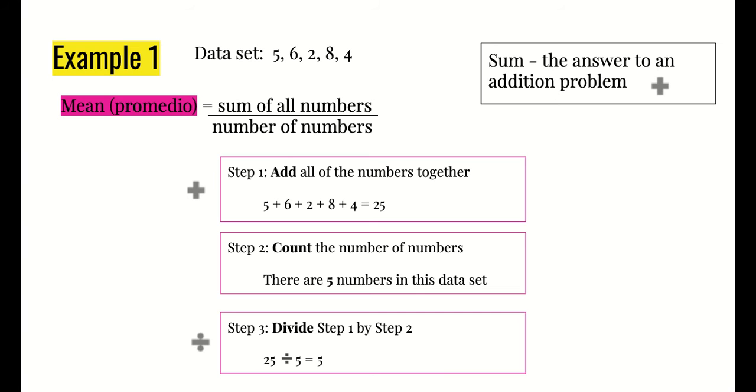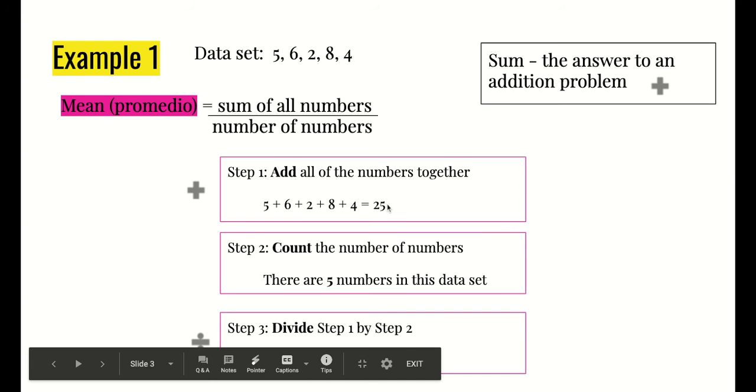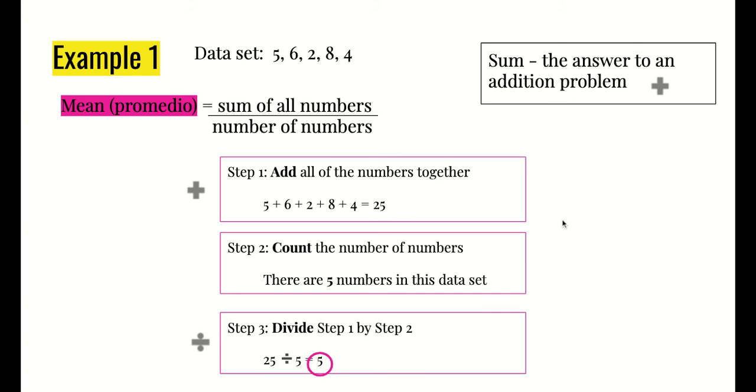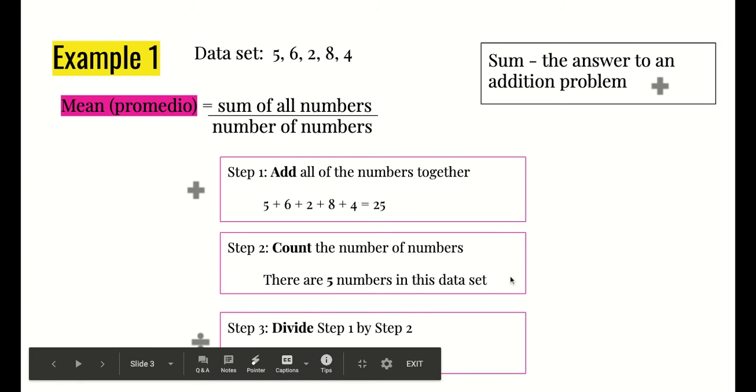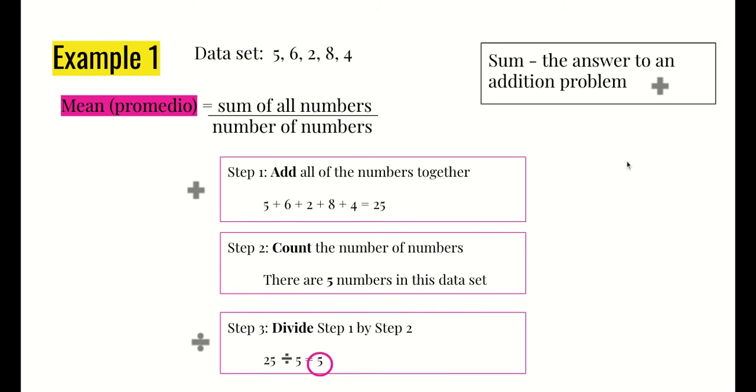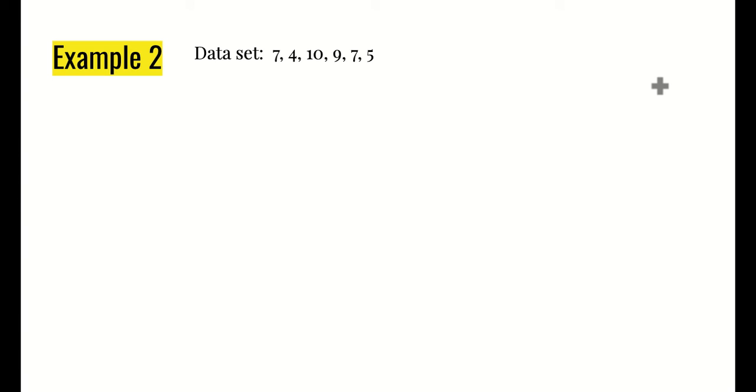And step three is going to be to divide the number I got in step 1, 25, by the number I got in step 2, 5. And when I divide 25 divided by 5, I will get 5. This is the mean of the data set, 5. So that would be my answer to this problem. Let's do one more example together.